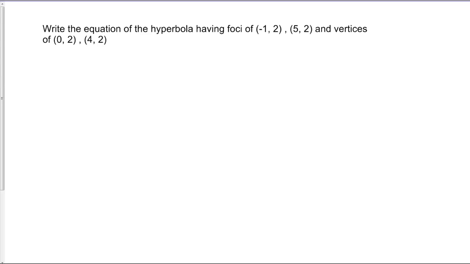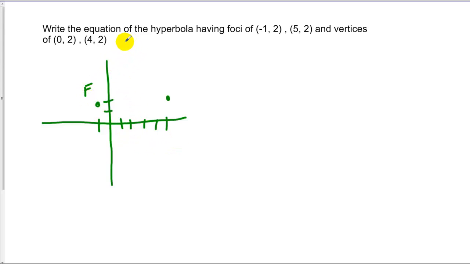Now, given some information, we're going to write the equation of the hyperbola. We know we've got foci at negative 1, 2 and 5, 2. So I'm going to sketch those out. Here's negative 1, 2 up, and let's go over to 5, 2 up. And once again, these are my focal points.